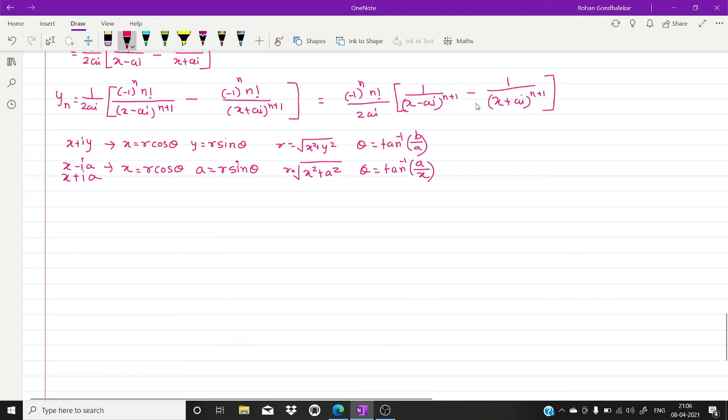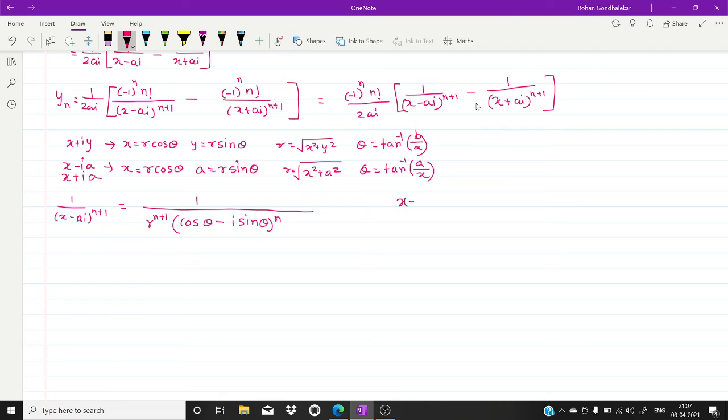So I start with 1 upon x minus ai bracket raised to n plus 1. It can be written in the polar form as 1 upon r raised to n plus 1 into bracket cos theta minus i sin theta, bracket raised to n. Now how did I write this?